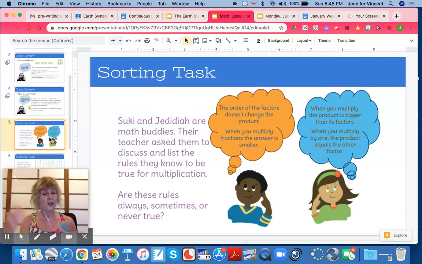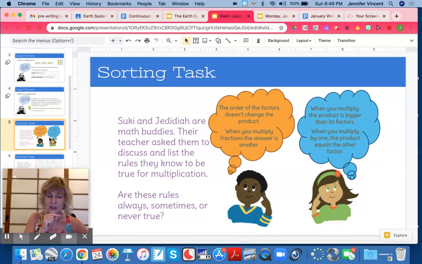So I'd like to introduce you to two of my friends. We've got Jedediah and Suki, and they're working on math today. Their teacher has asked them to discuss and list the rules that they know to be true for multiplication. Jedediah says, the order of the factors doesn't change the product. I agree with that. When you multiply fractions, the answer is smaller. Good thinking, Jedediah. Suki says, when you multiply, the product is bigger than its factors. And when you multiply by 1, the product equals the other factor.